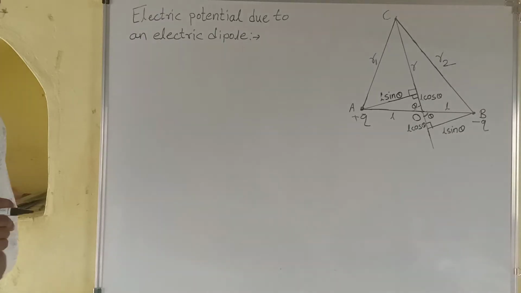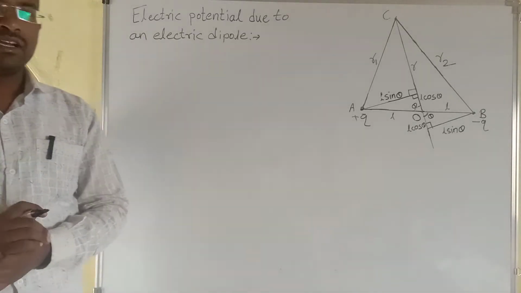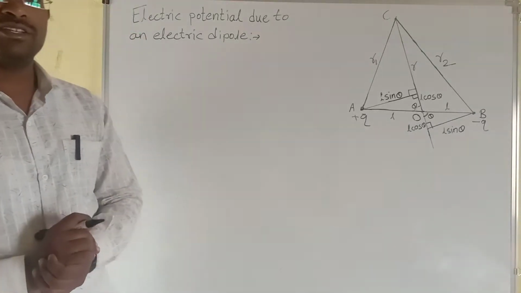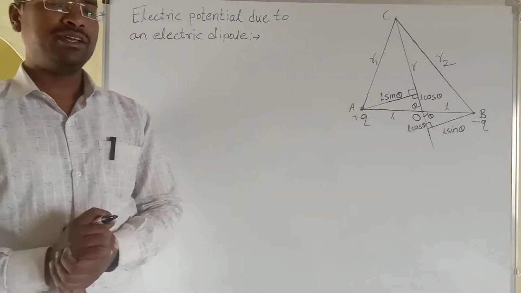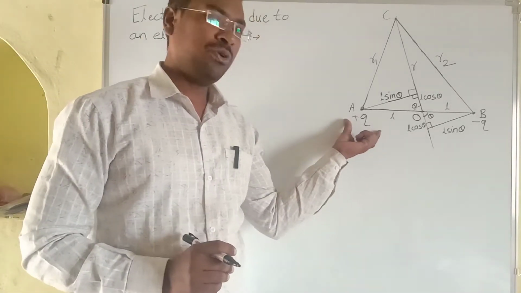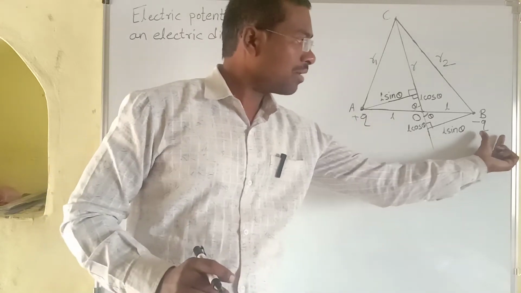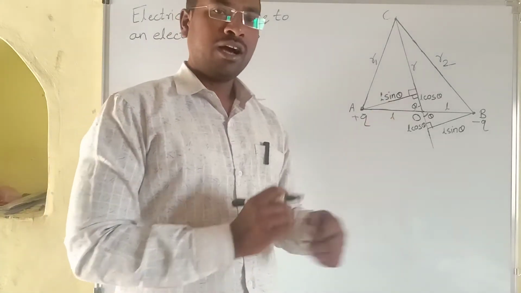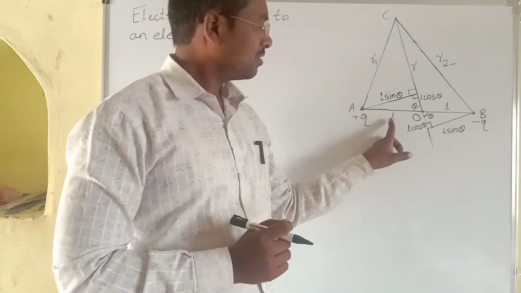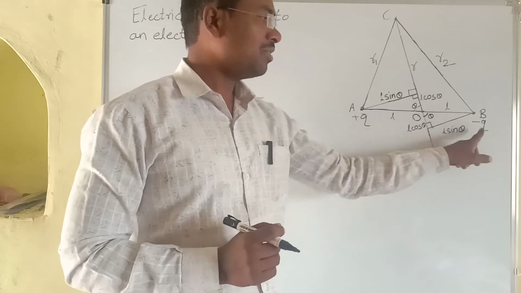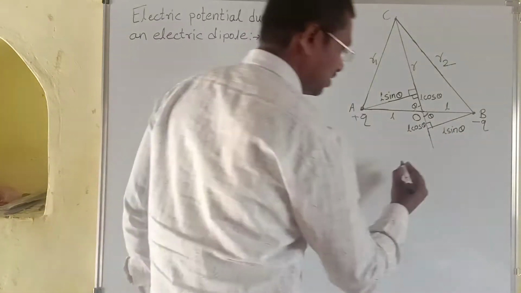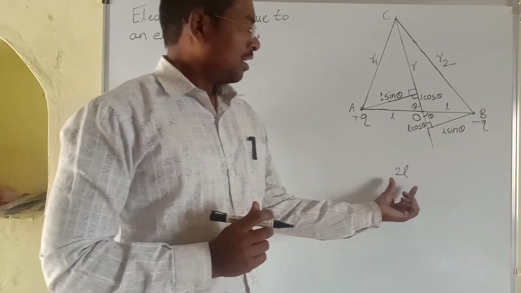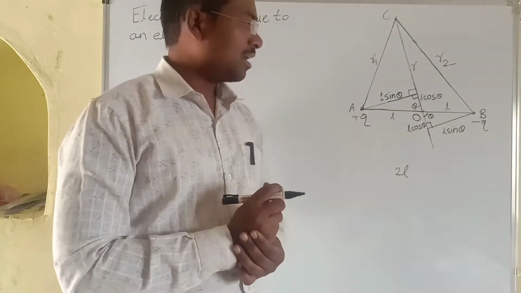Let us study electric potential due to an electric dipole. Electric dipole means two equal and opposite charges separated by a finite distance. Here in the diagram I have shown this plus q charge and minus q charge, which have the same magnitude but opposite sign, separated by a distance. This is L and L, that means 2L distance. That 2L distance is called electric dipole length. And O is the center of that dipole.